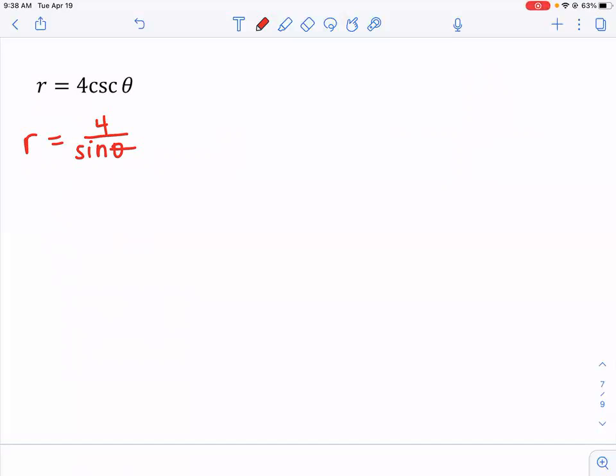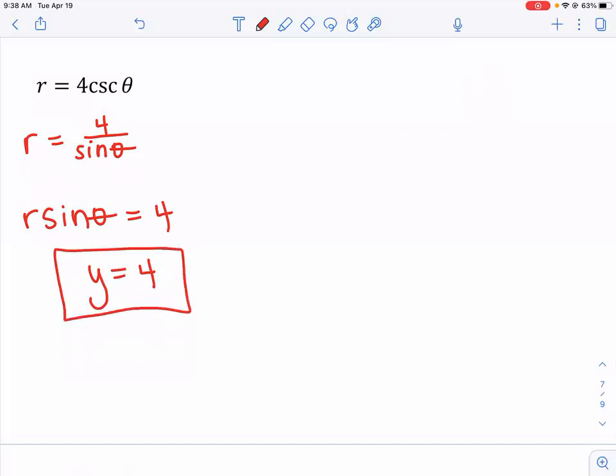What can we do? What if r and sine of theta were together? Could we make a substitution? Yeah. So if we multiply the sine of theta over to be with the r, we now have y equals 4. Pretty slick, right?